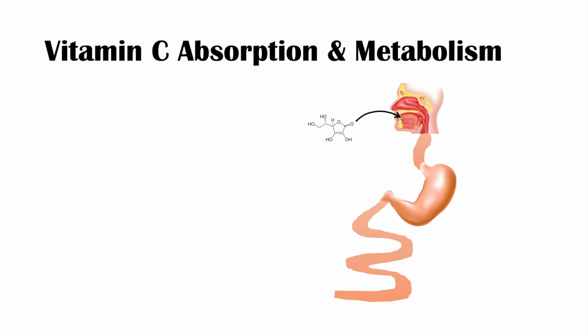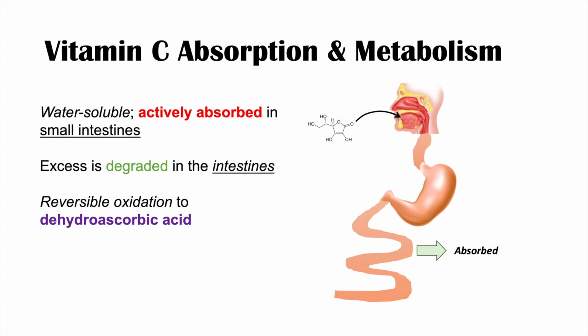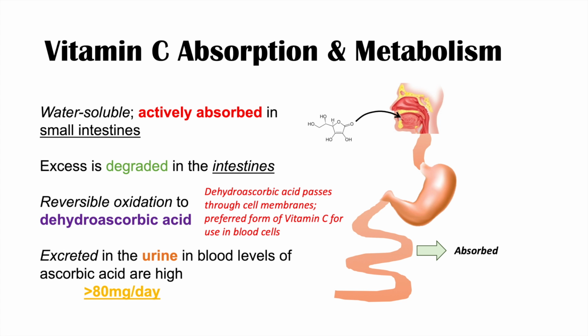Vitamin C is again taken in our diet, and it is a water-soluble vitamin. So it can be ingested, but it has to be actively absorbed within the small intestine. It's not a lipid-soluble vitamin. So it's absorbed in the small intestines. Any excess that is not absorbed in the small intestines is actually degraded in the intestines. There is a process of reversible oxidation to what we call dehydroascorbic acid. Dehydroascorbic acid is also an active form as well.